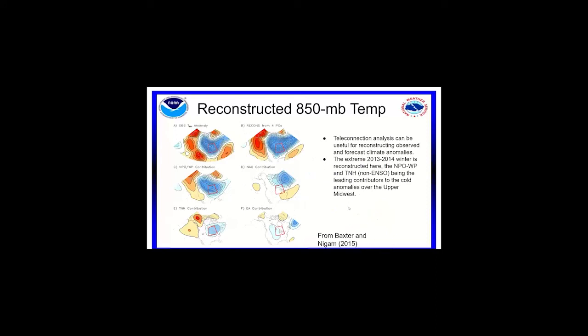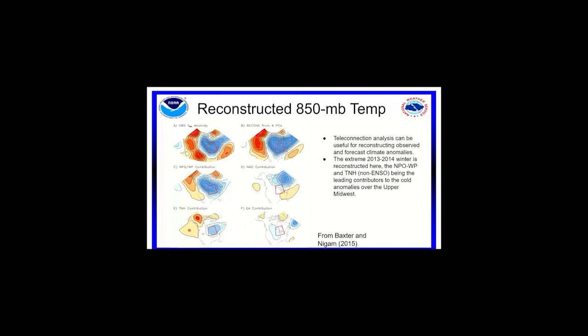So this was kind of motivational for me at the time. I was in grad school as well as working at CPC, so I was trying to understand what was going on here. One of the things that I did was use teleconnection analysis to reconstruct the observed climate anomalies from that winter. That's one thing that teleconnection analysis can be really useful for. In this case, the upper left is the observed 850 millibar temperature anomalies, and on the right is the reconstruction using the four teleconnection patterns that I show here.